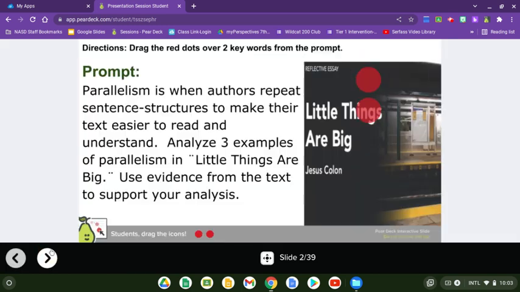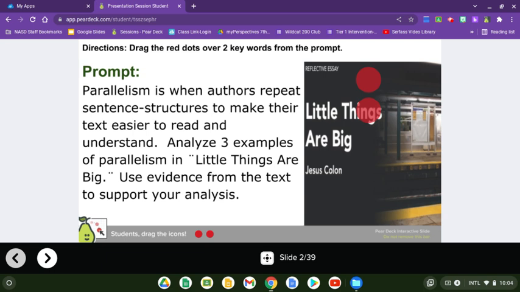Anyway, we are reading a reflective essay this week called Little Things Are Big by Jesus Colon. And we're going to switch it up from our learning targets the last couple of weeks, and focus on something very specific called parallelism. Here's the definition embedded right in the TDA prompt. Parallelism is when authors repeat sentence structures to make their text easier to read and understand. Analyze 3 examples of parallelism in Little Things Are Big and use evidence from the text to support your analysis.